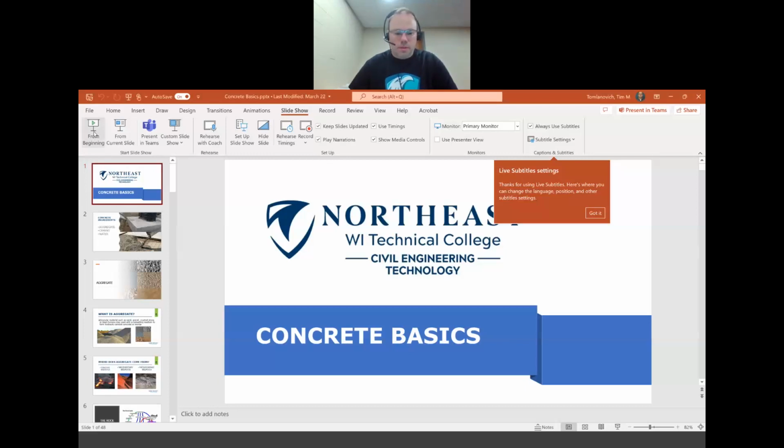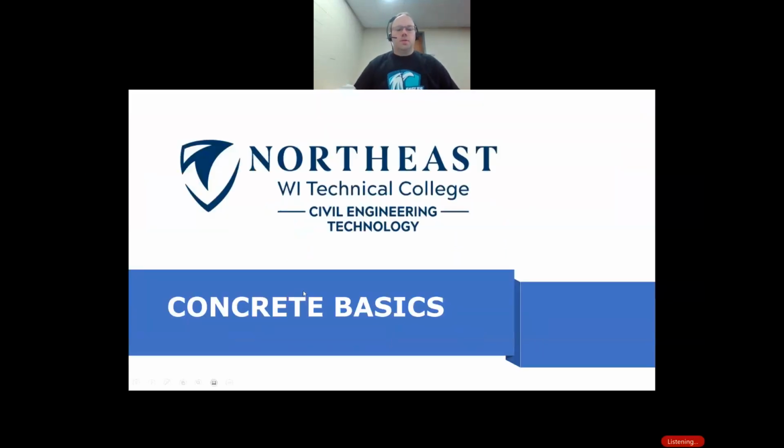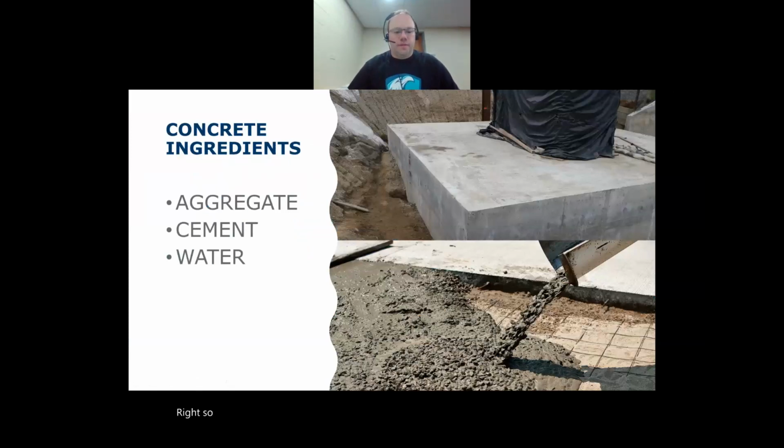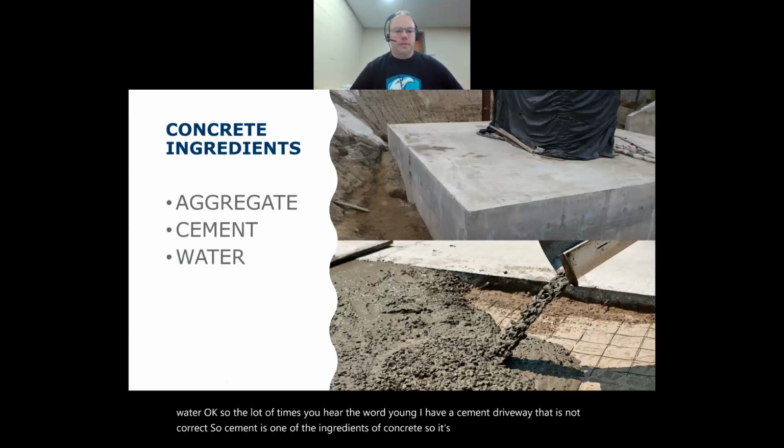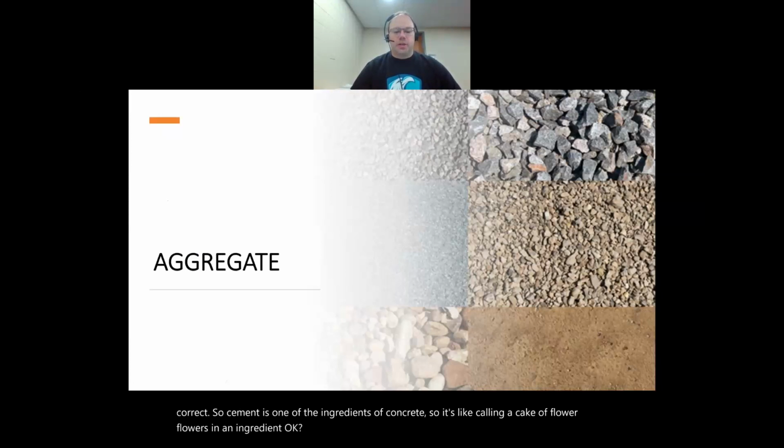All right, so concrete. There are three main ingredients of concrete: aggregate, cement, and water. A lot of times you hear, "I have a cement driveway." That is not correct. Cement is one of the ingredients of concrete. It's like calling a cake a flour. Flour is an ingredient. So let's talk about the first ingredient, aggregate.